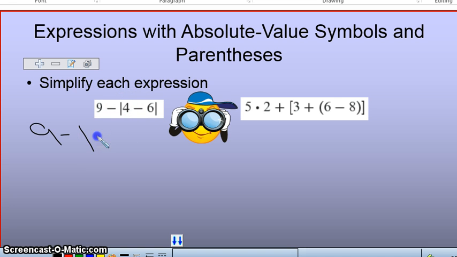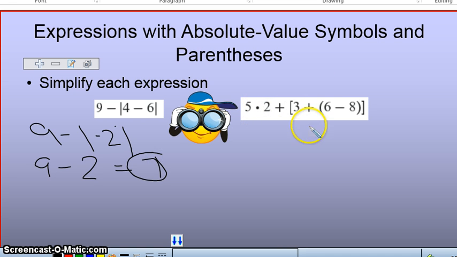4 minus 6 is negative 2. Now, once we've simplified inside them, we want to actually find out what the absolute value is. So again, we've got 9 minus the absolute value of negative 2, which is positive 2, its distance from 0 on the number line. Then we work through the rest of our order of operations. If there were any, we would do exponents and multiplication and division. But here all we have is subtraction, so we simply subtract. 9 minus 2 is 7. So the simplified form of this expression is 7.